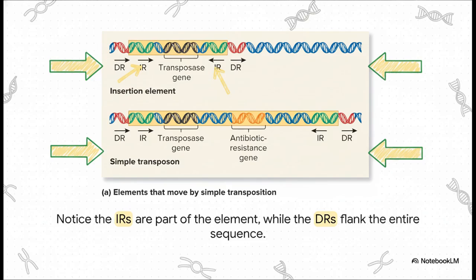This diagram makes it perfectly clear. See the inverted repeats, the IRs? They're inside that yellow box, part of the transposon itself, pointing towards each other. Now look at the direct repeats, the DRs. They're outside the yellow box, flanking the entire thing. They were made when the element jumped in. Getting this difference down is absolutely crucial.